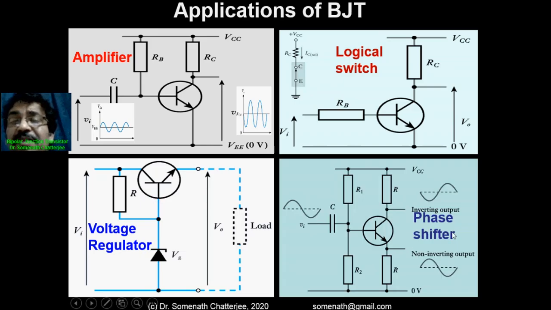And last is the phase shifter. You can remember that in the case of the common emitter configuration, there will be a 180-degree phase difference. So if I want to get the 180-degree phase difference, then we can use the phase shifter where we can invert the output, and sometimes this is very important. So these are the major applications of the bipolar junction transistor: one is amplifier, another is logical switch, another is voltage regulator, another is phase shifter. These four are the major applications which I just want to point out here for your understanding.